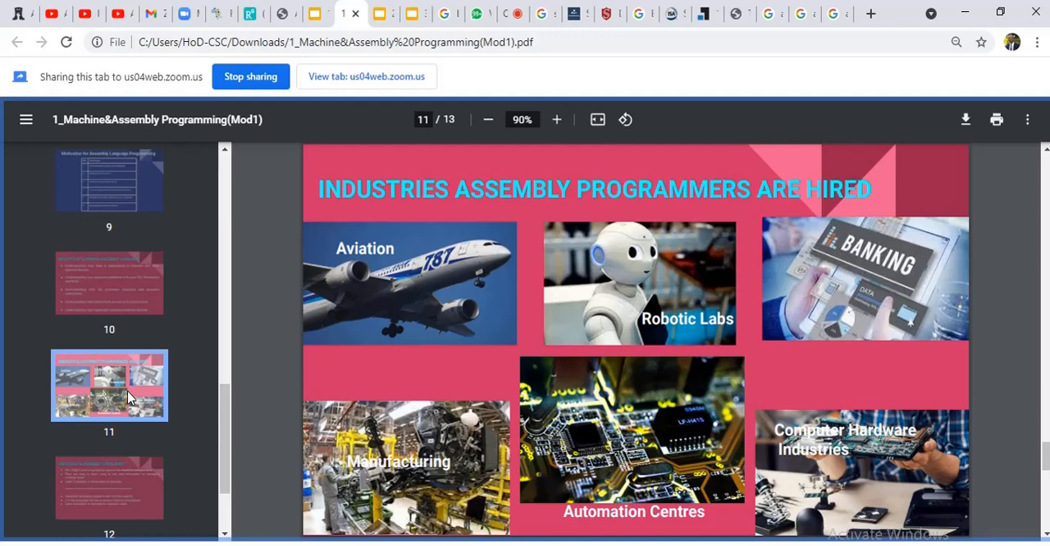And then also in manufacturing, many manufacturing companies are automating their processes, and so they need assembly programmers to develop programs to automate their systems. And then automation centers and also computer hardware industries. These are just a few of them. There are many of them.